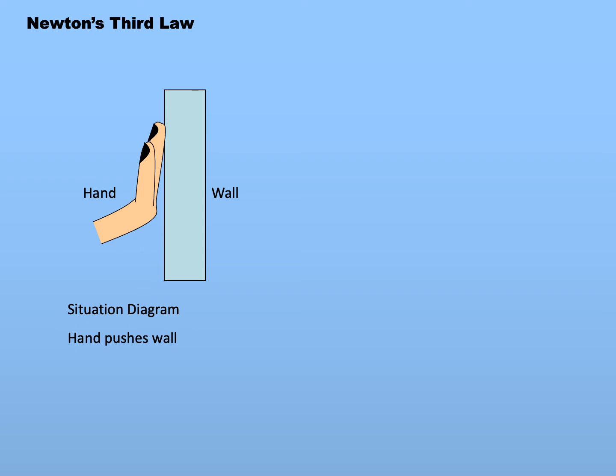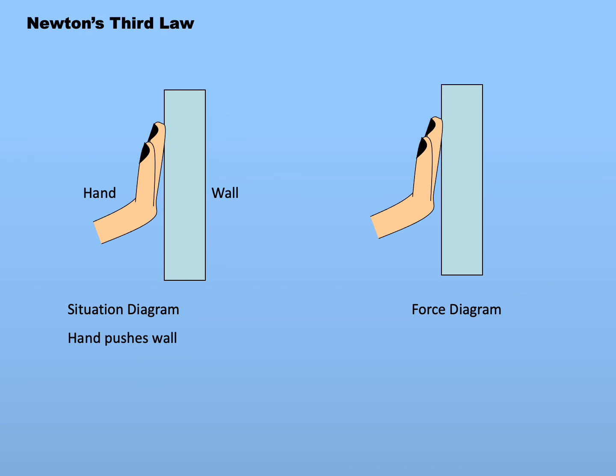Now we're going to draw what's called a force diagram. In the force diagram, we show the forces. So there you can see the force of the hand on the wall, that red force. It's pushing the wall to the right. And we're going to call that an action force. So the action force is the force of the hand acting on the wall.